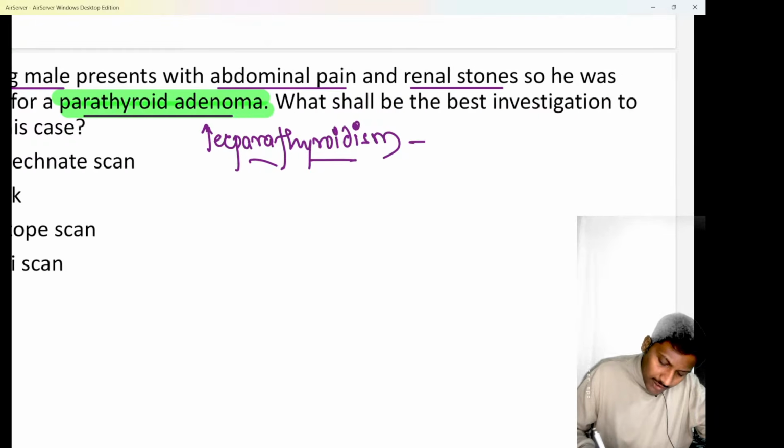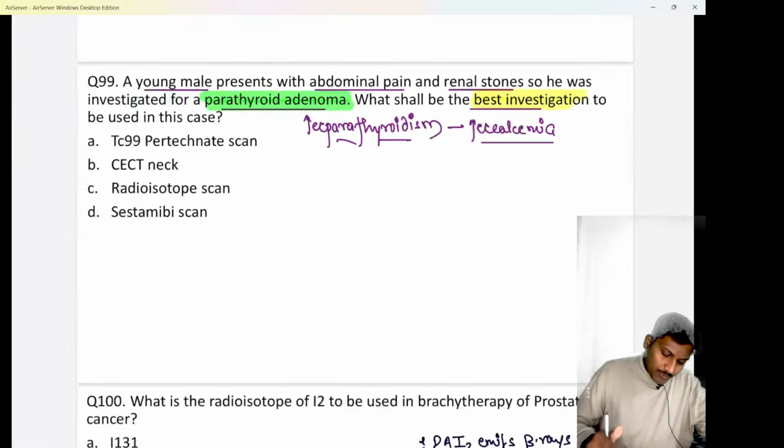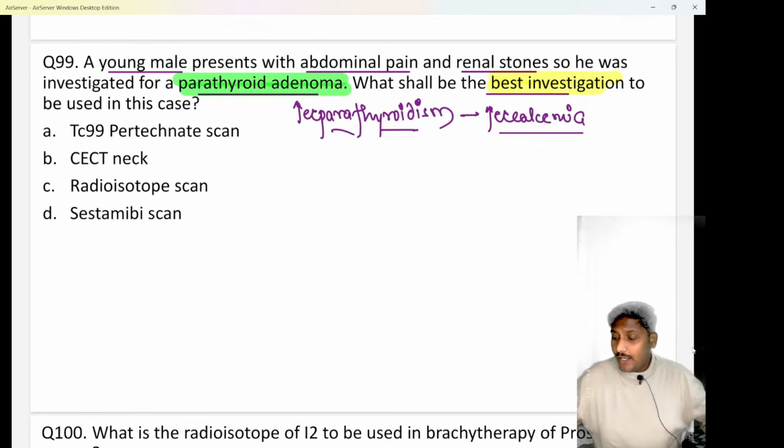Now they are asking what is the best investigation to diagnose this condition. If you want to diagnose a case of parathyroid adenoma, what is going to be the best investigation out of all the options given? Option A says technetium 99 pertechnetate scan. Option B says CECT neck. Option C says radioisotope scan. And option D says sestamibi scan. I hope all of you are quite aware.